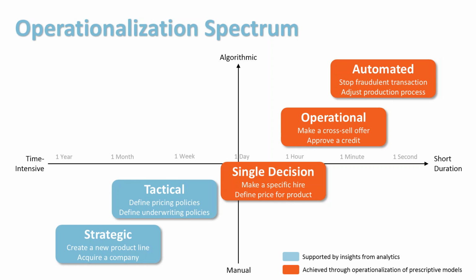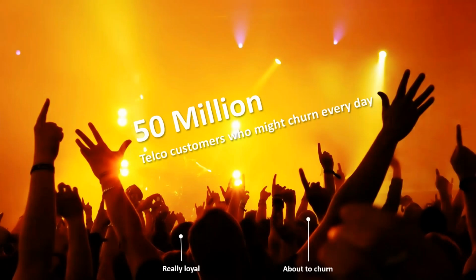Scale plays an important role here because just the number of decisions grows. And then you go further up here into operational and fully automated. Examples for this would be making a cross-selling offer, approving a credit, or even stopping fraudulent transactions, which of course needs to happen extremely fast. So in our churn case, this definitely falls into this operational bucket. So if you think, for example, about a telco with 50 million customers, and they want to predict who is really loyal and who is about to churn, those are cases where you can't just have a single person have a look in many cases.